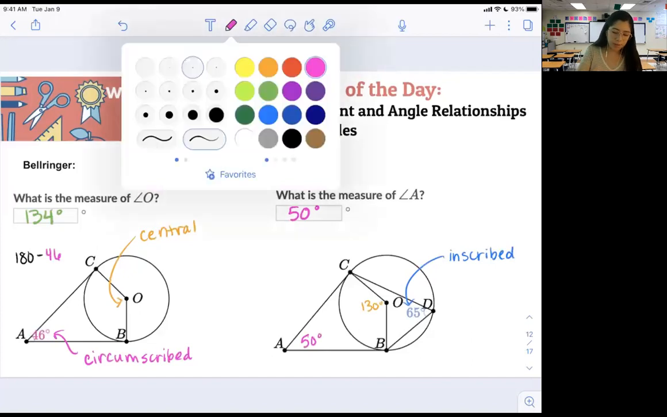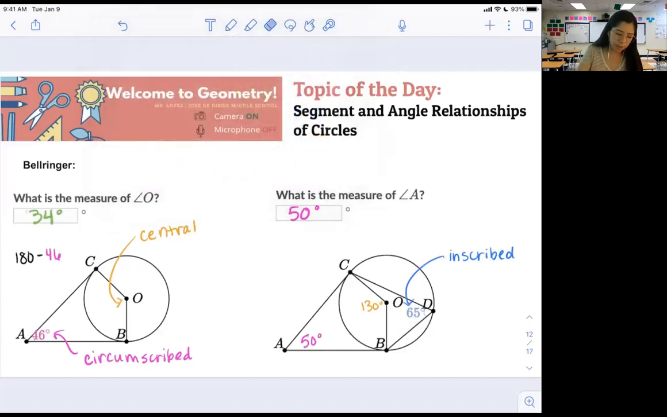Questions on this whole problem? This is kind of a big review of everything we learned last week. Any questions? If you're not sure how I got any of those numbers, now is your chance.